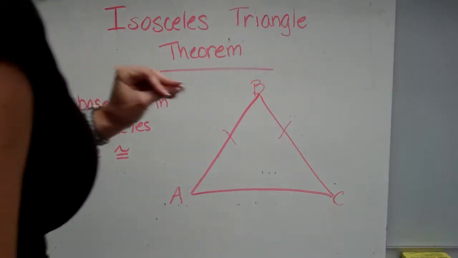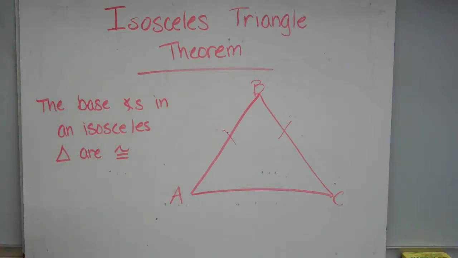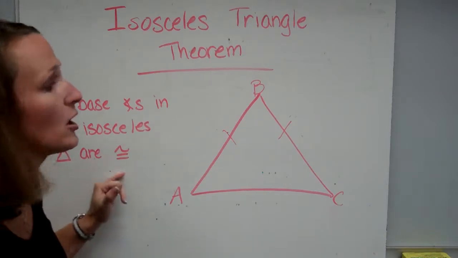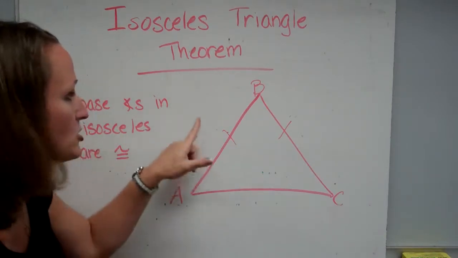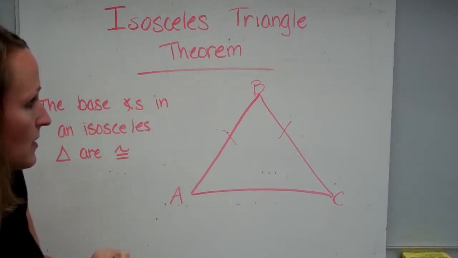In this video, we're going to prove the isosceles triangle theorem. The isosceles triangle theorem basically states that the base angles in an isosceles triangle are congruent. Keep in mind, an isosceles triangle means it has two congruent sides. So let's break this apart.